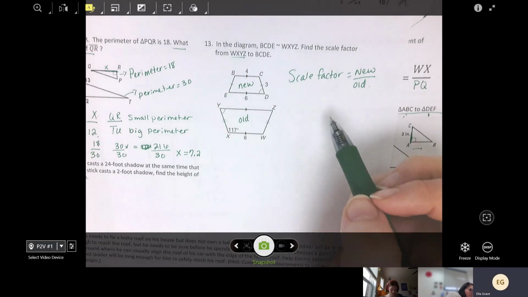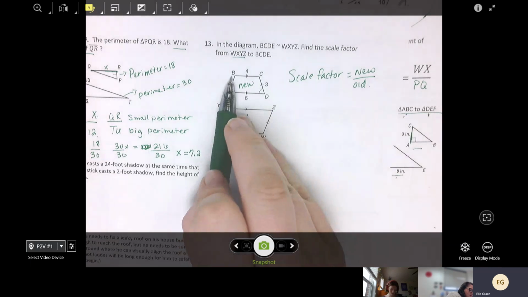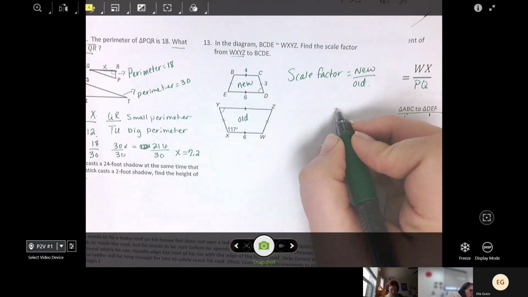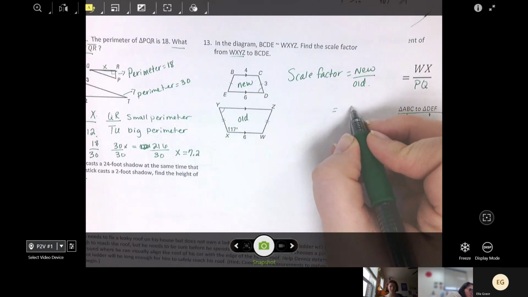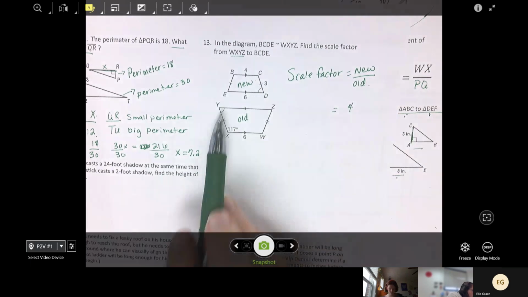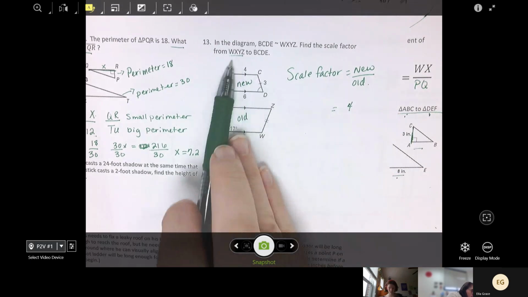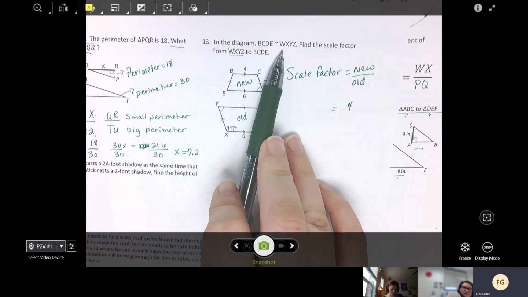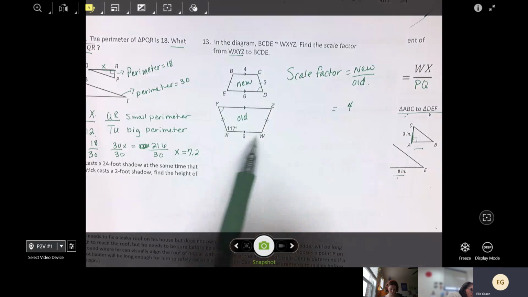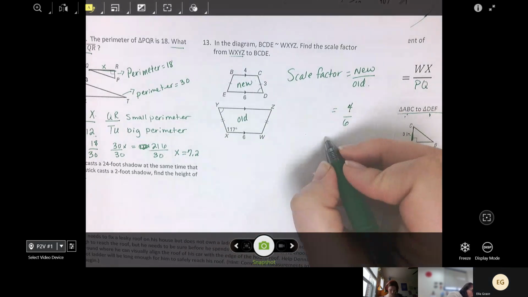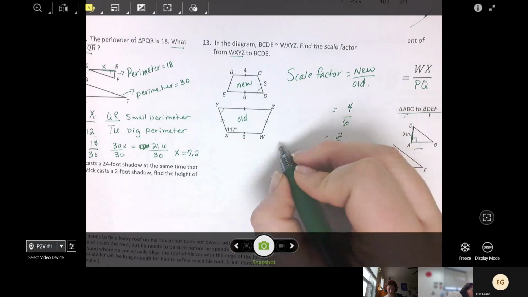Do the sides have to be corresponding? Yes, they have to be corresponding. Okay. So I'm looking at BC. That's the new, so BC would be 4. What corresponds with BC according to our similarity statement? XW. So that's 6. So that's going to be 4 over 6. Reduce that fraction. That's your scale factor.